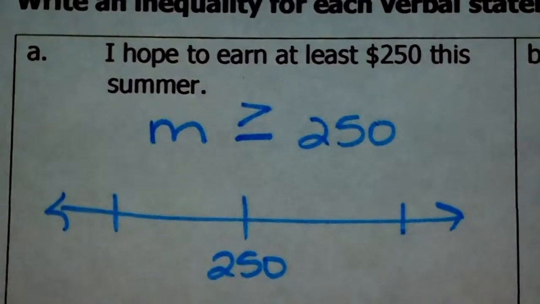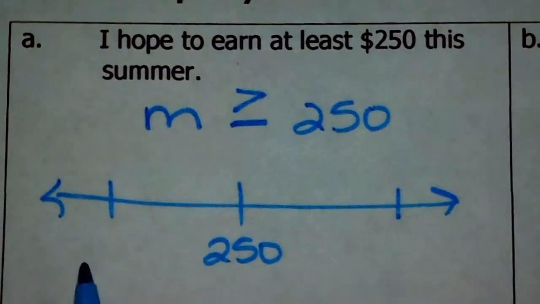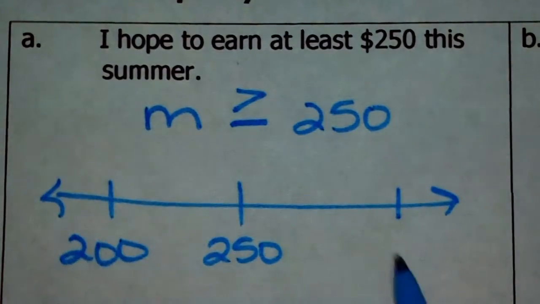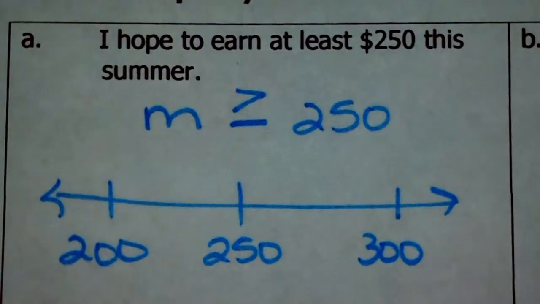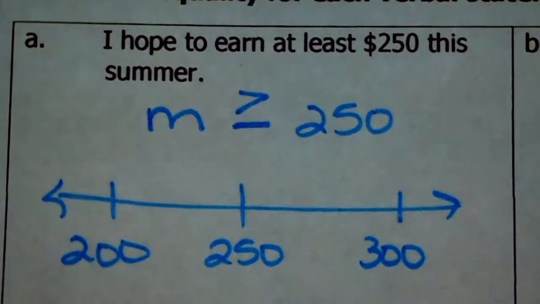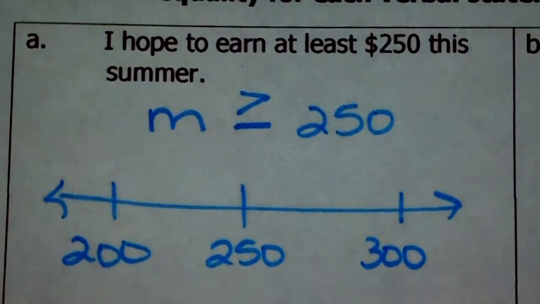And if you wanted to, you could count by 50, and you could make 200 here and 300 here. You could count by ones. You could count by fives. I'll count by 50 this time. Why not? As long as you are using equal increments, I'm okay with whatever you count by. Your center value, though, should be whatever the amount's being compared to, whatever the variable is being compared to.